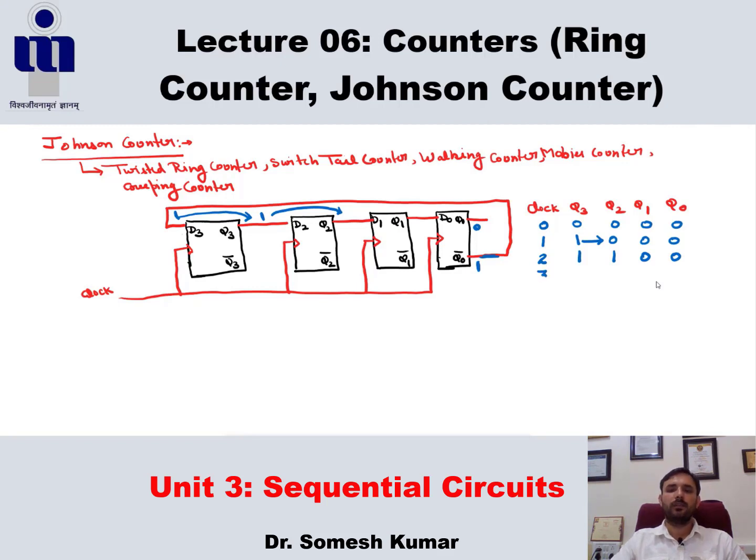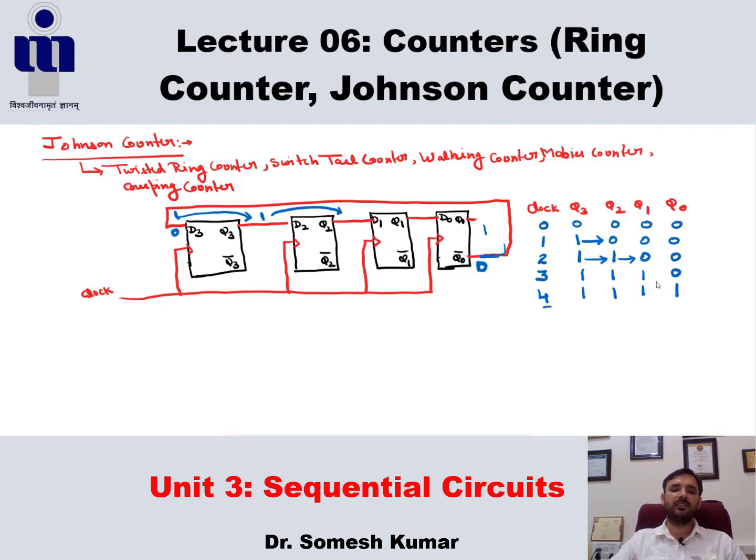Fine. So what happened in the next clock? In the next clock, again 1 is given as feedback to D3, and this remains 1. This 1 is propagated to the next stage, and Q0 remains 0. What happens in the fourth clock? Now Q0 becomes 1. If Q0 becomes 1, then it means Q0 bar is 0. Now this Q0 bar 0 is given to the D3.